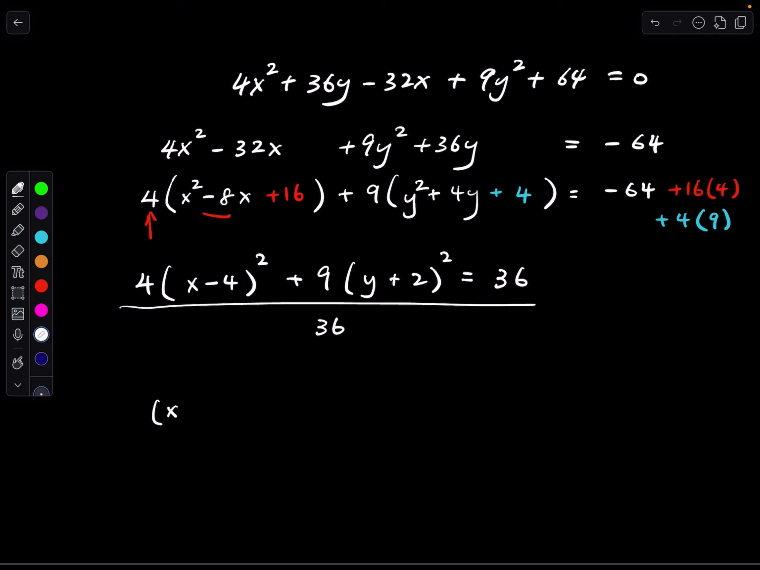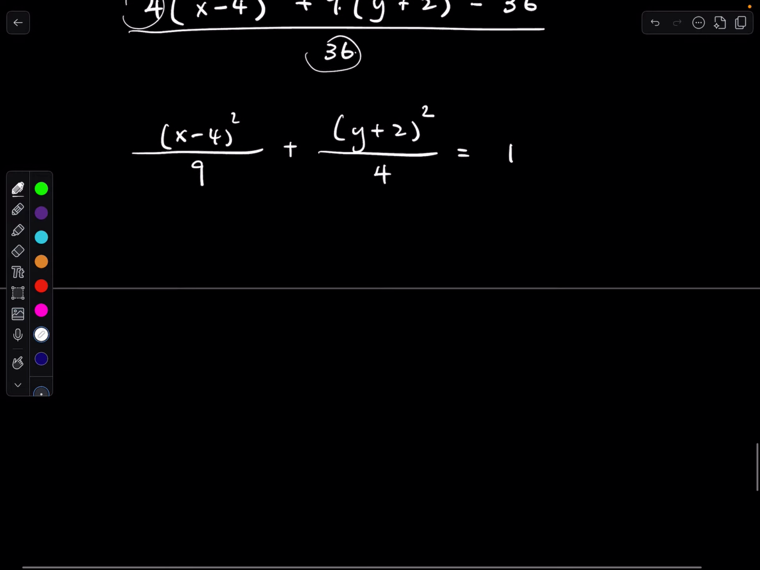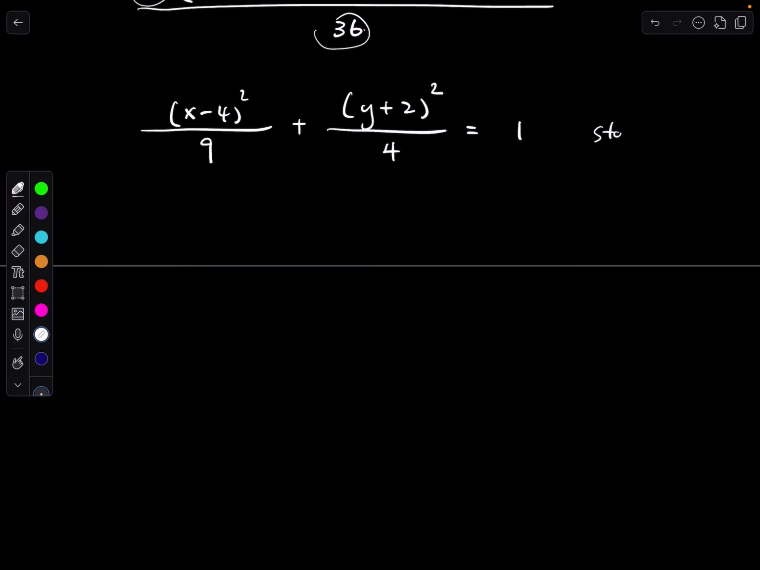So we have x minus 4 squared over 4, and 36 will simplify to a 9 on the bottom. And 9 and 36 simplifies to 4 on the bottom. And this is a 1. That is what we call the standard form of an ellipse.